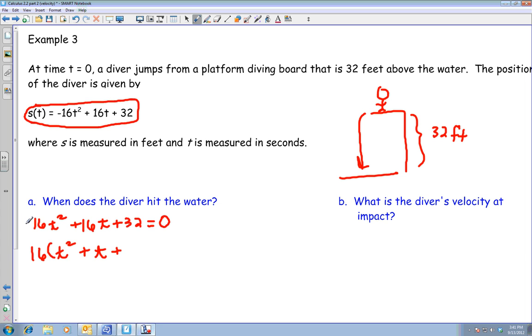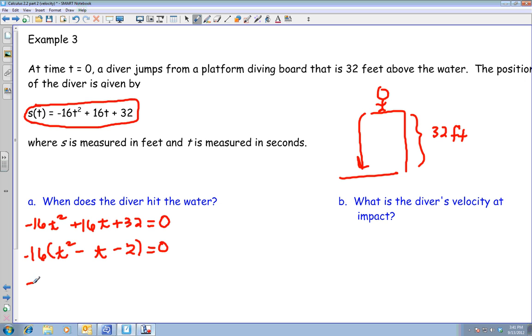Oops, I forgot my negative. So I'm going to factor out a negative 16. So that's t squared, and then that's going to make this negative and negative. So minus t, because I factored that 16 out, minus 2.